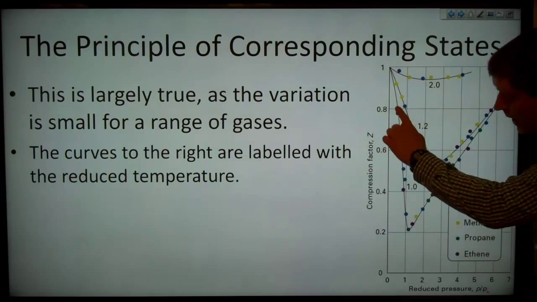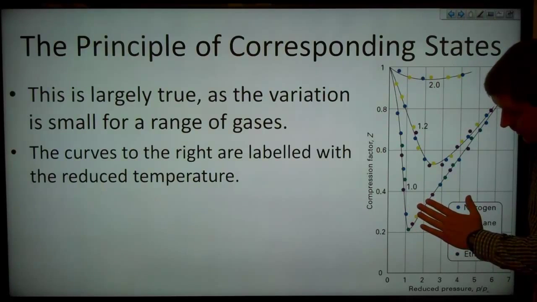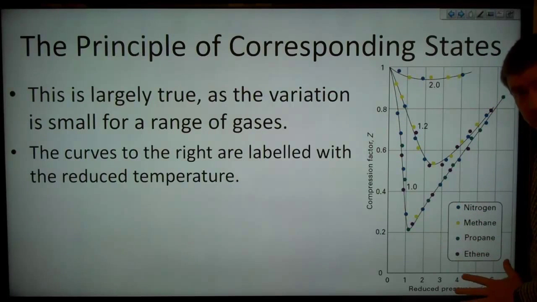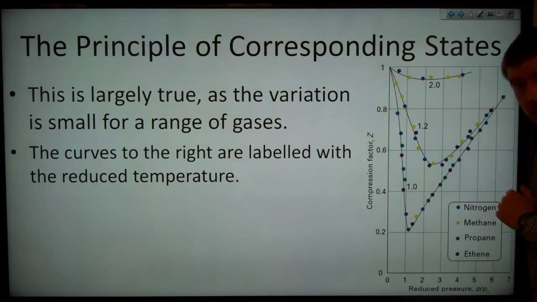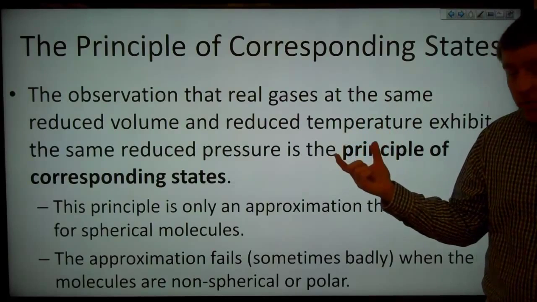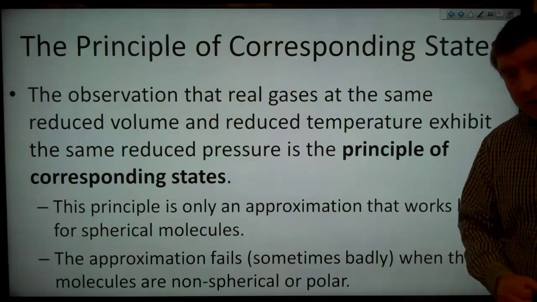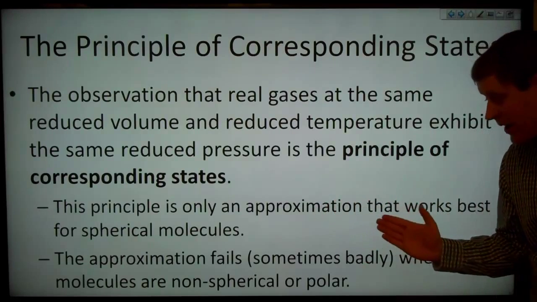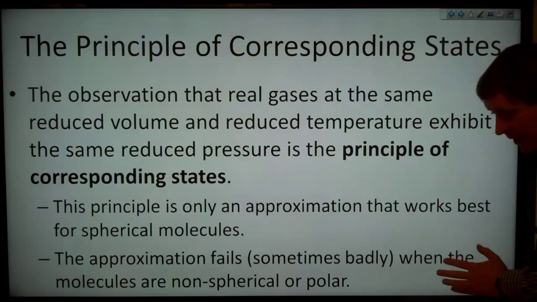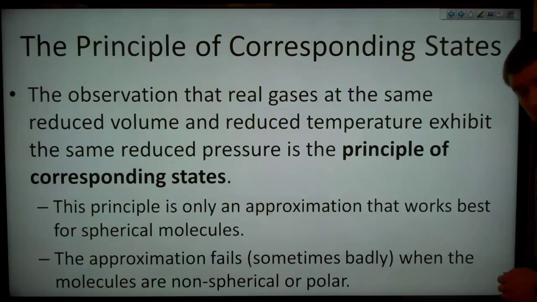And so you can see that on each curve representing the isotherm, the various dots of different colors, so the different substances, are all pretty darn close to that curve. So van der Waals was close. The observation that real gases at the same reduced volume and reduced temperature exhibit the same reduced pressure is called the principle of corresponding states. And this principle is only an approximation that works best for spherical molecules. The approximation fails, and sometimes pretty spectacularly, when the molecules are non-spherical or they're polar.